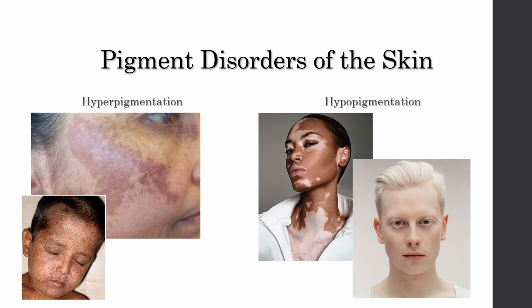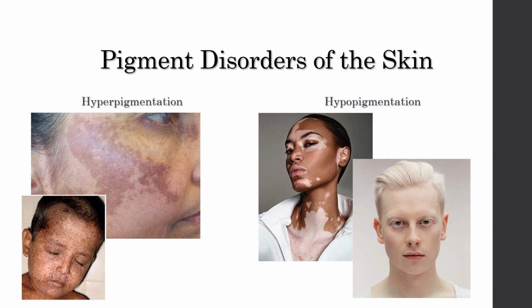Hyperpigmentation. This occurs when melanin production increases or accumulates. Examples include sun exposure, post-inflammatory change, hormonal influences, and also certain metabolic disorders. Histologically, you might see increased melanin within basal keratinocytes, dermal melanophages, sometimes normal melanocyte numbers, meaning more pigment, not necessarily more cells.